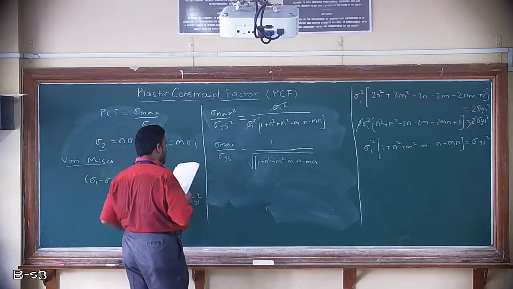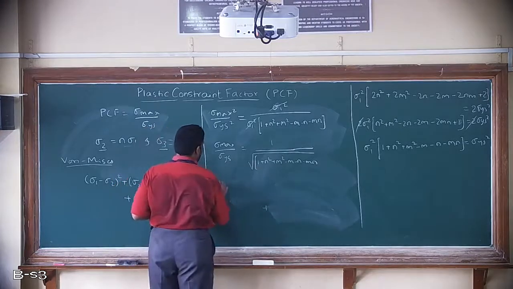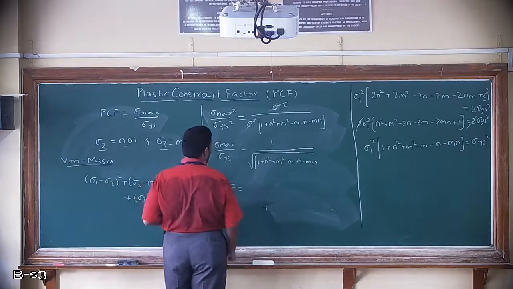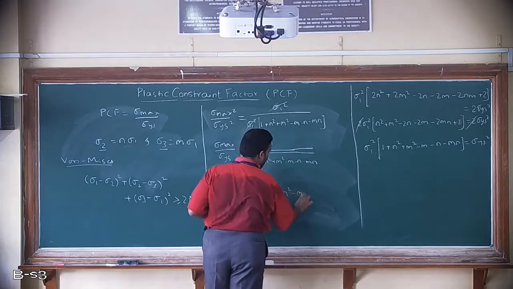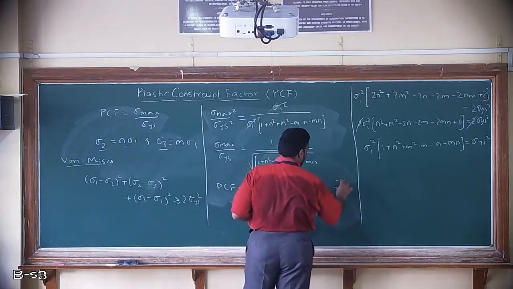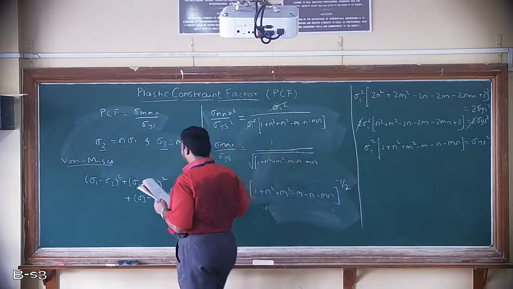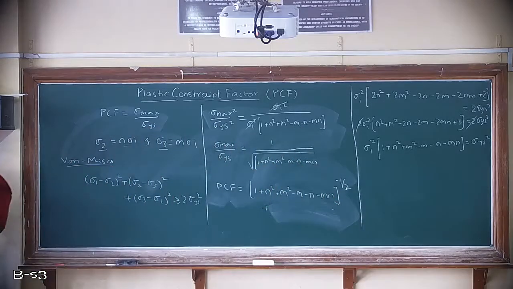So we can say PCF can be written as 1 plus n square plus m square minus m minus n minus mn raised to minus half, because this denominator goes into the numerator, and we can write this as minus half. So here the equation which we have got enables us to calculate the plastic constraint factor at any location of the crack tip.